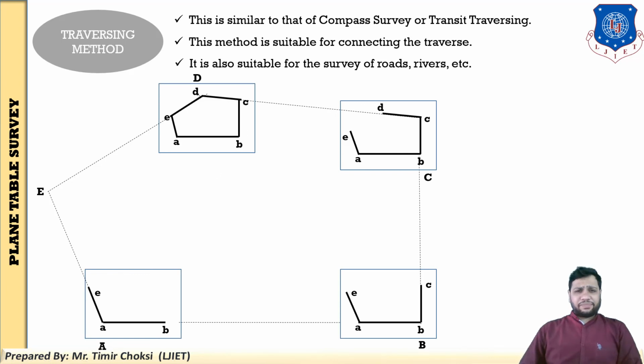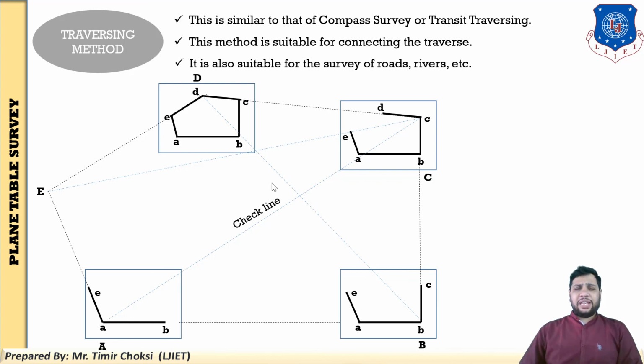There is one check line when you conduct the survey. When you reach the point C, you check the point. When you put the plane table at C, you bisect the point A. So small a and C is an intersection, yes or not? So you check the check line. Similarly, small e will be the intersection, and small b and capital B will be an intersection. So you have to conduct some check lines on a survey while you are doing the traversing method.